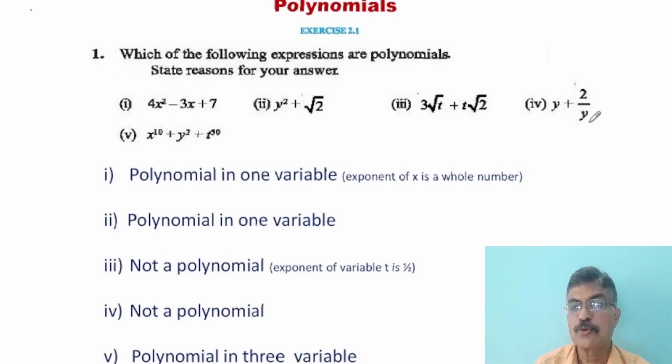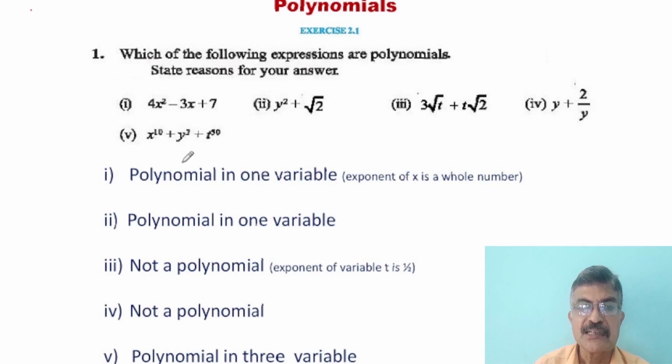Then consider the fourth one, y plus 2 by y. Two terms are there. The variable used here is y. The exponent of y for the first term is 1. Consider the second term, 2 by y. The power here is y raised to minus 1. It is not a whole number, so it is not a polynomial.